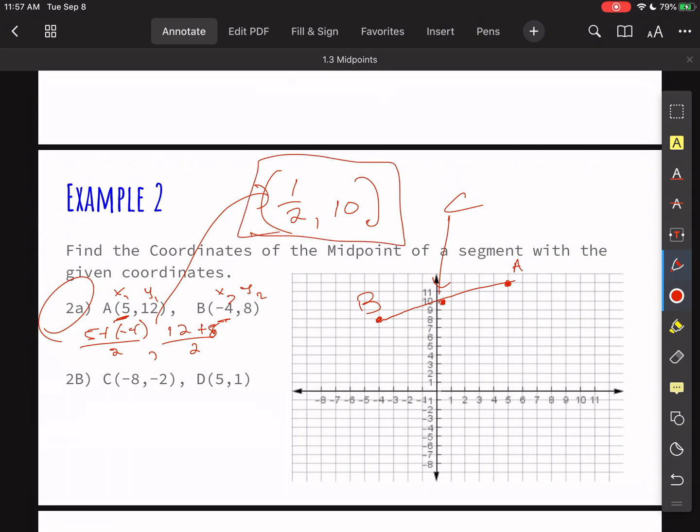Okay, I'm not going to draw the picture for the next one, but it's the same thing. I'm going to take my x values, -8, add them together, divide by 2.